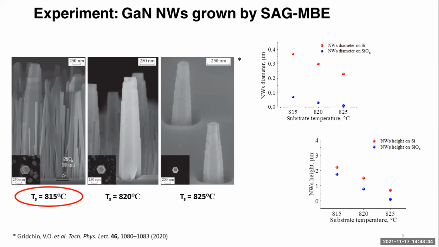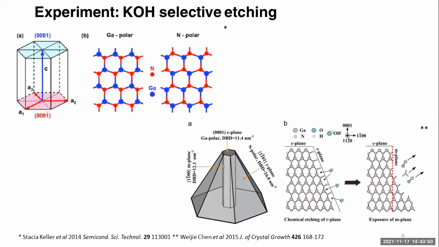A possible solution to these challenges is selective chemical etching. It is known that wurtzite nitride semiconductors exhibit different polarity surfaces along the growth direction. What should be noted?